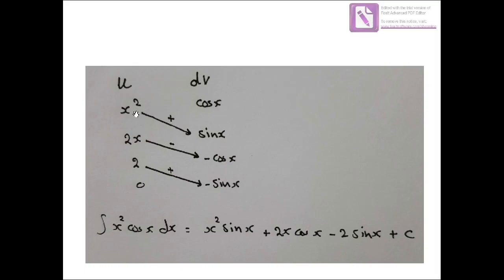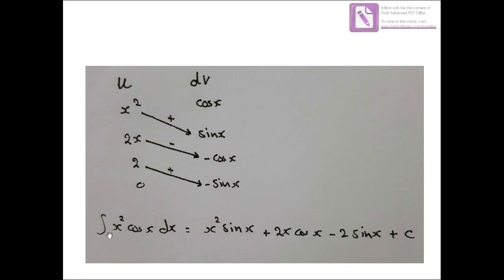The derivative of x squared will be 2x. The derivative of 2x will be 2. The derivative of 2 will be 0. So once we find the derivative of u, we stop at 0. Now we integrate dv. The integral of cosine x will be sine x. Now the integral of sine x will be minus cosine x. The integral of minus cosine x will be minus sine x.